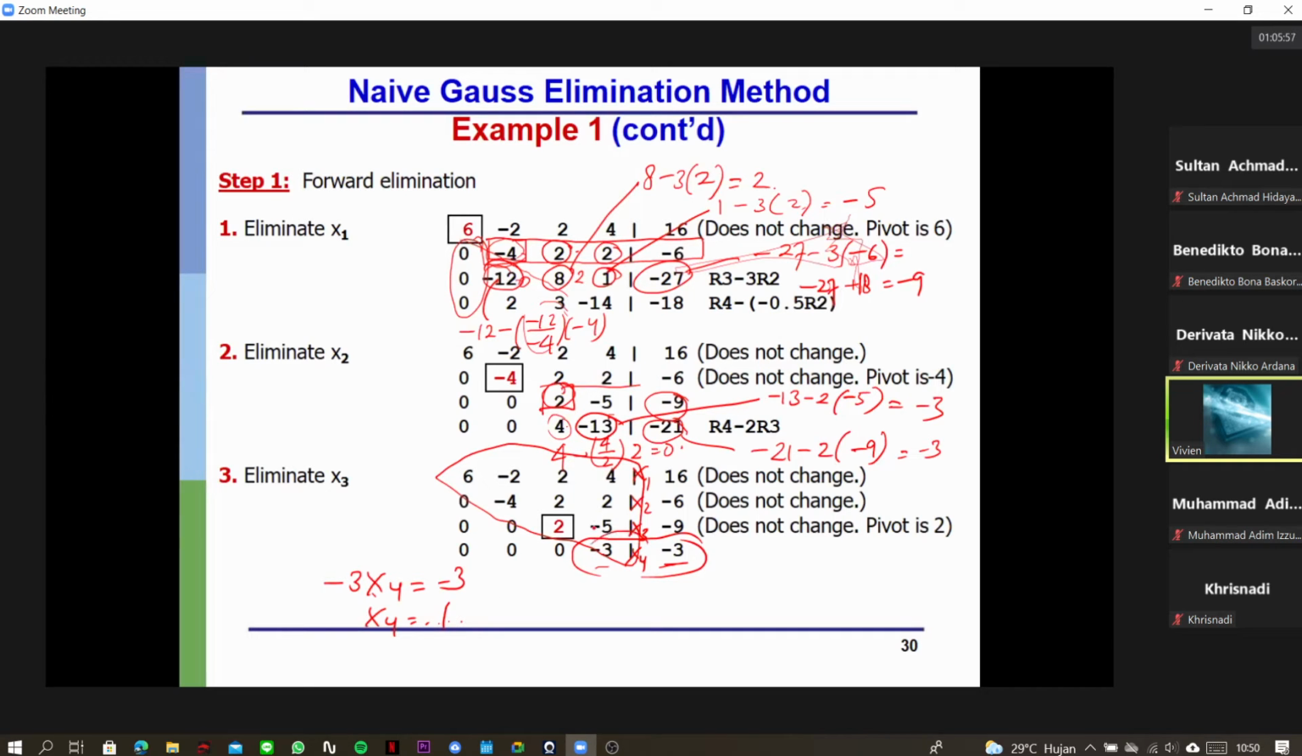Once we have x4, we can continue to the second equation from the bottom. That means the second equation is basically 2x3 minus 5x4 equals minus 9. So if we want to find x3, we can find it from minus 9 plus 5x4 divided by 2. If we have the value of x4 already, which is 1, that will be minus 4 divided by 2. So that will be minus 4.5.